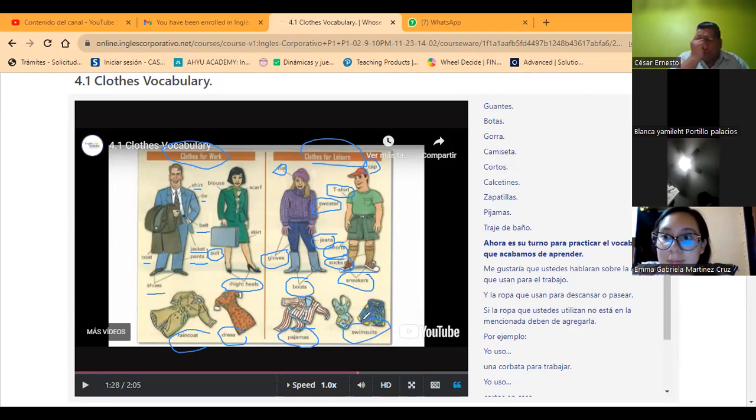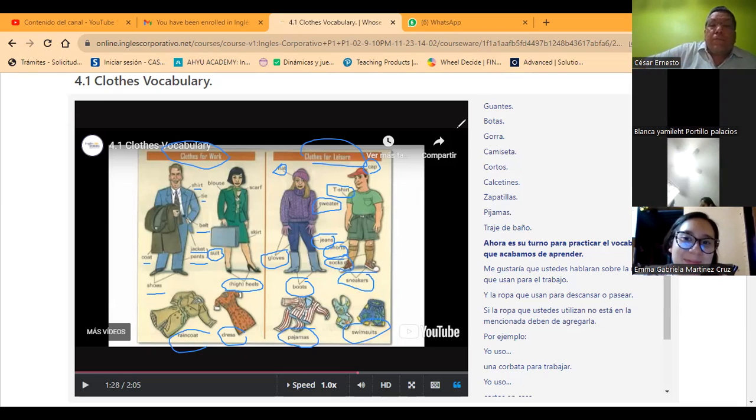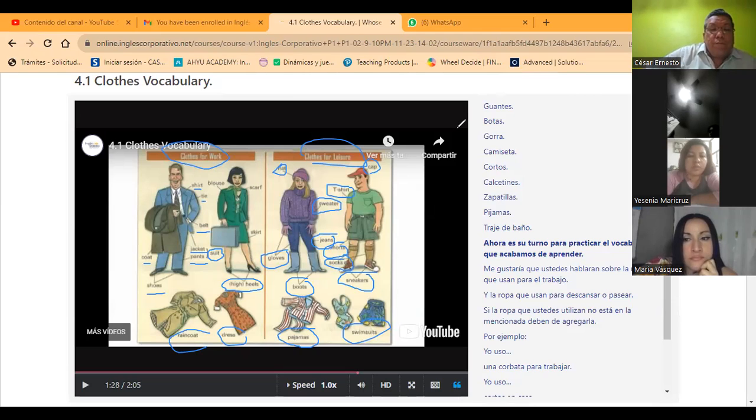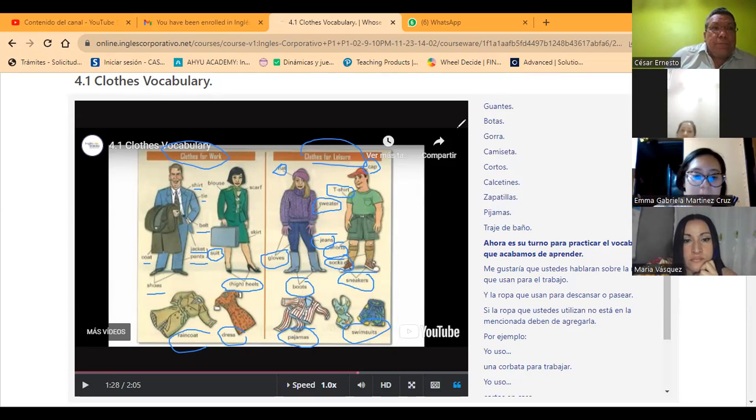Now, what is your favorite one? Emma, what's your favorite one? What is your favorite clothes in the picture? My favorite clothes is jeans. Jeans. So you like wearing jeans? Nice jeans. Okay, good. Okay, let's do something. Cesar, what is your favorite? Okay, your favorite one is, let's see, Yesenia, what is your favorite clothes? My favorite clothes is dress. Dress, okay, thank you so much.